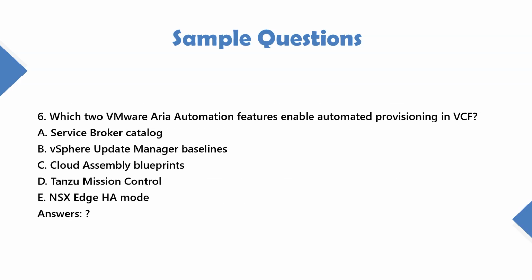6. Which two VMware Aria Automation features enable automated provisioning in VCF? A. Service Broker Catalog. B. vSphere Update Manager Baselines. C. Cloud Assembly Blueprints. D. Tanzu Mission Control. E. NSX Edge HA Mode.